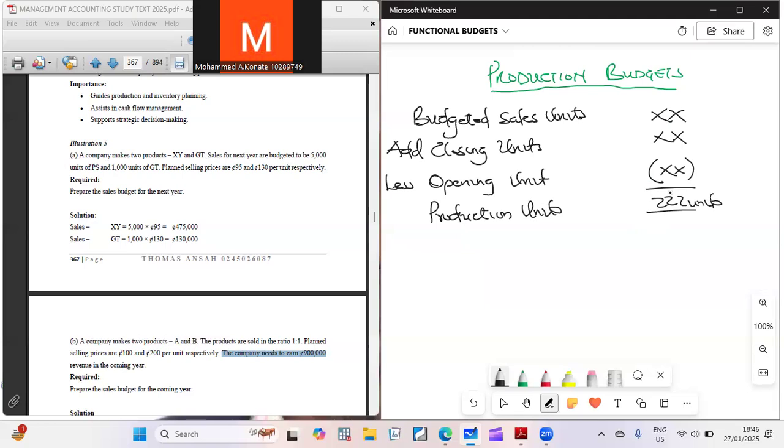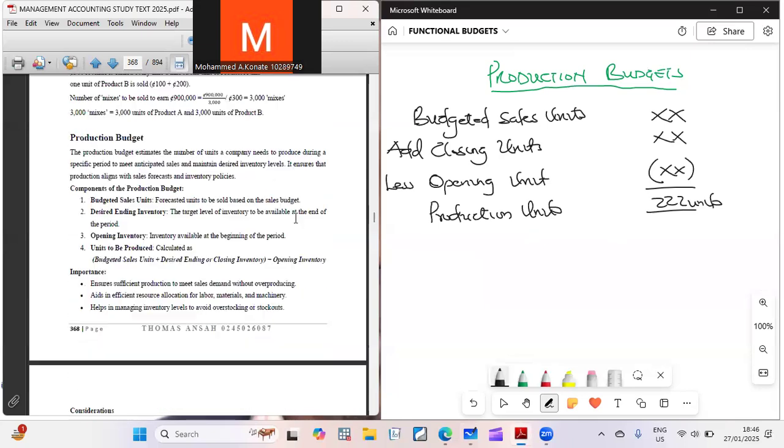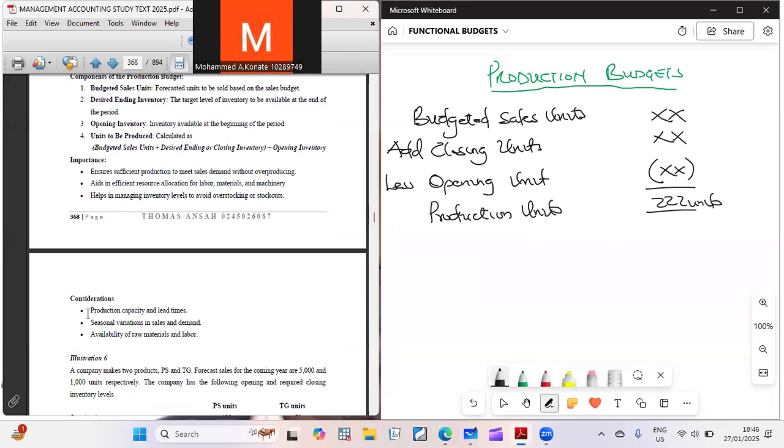So if your sales is wrong, then it means this one too will be wrong. That's the danger. So why do we need to do this budget? So that we will know the exact quantity to produce, so that we don't do overproduction. And so also that we will utilize the resources very well. We don't do understocking and overstocking. So these are the importance.